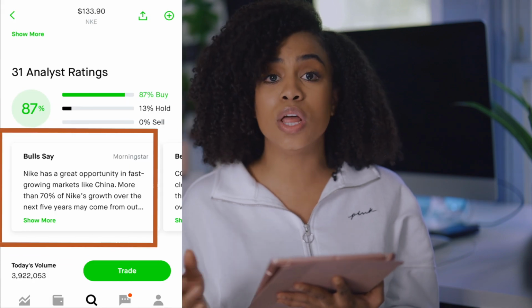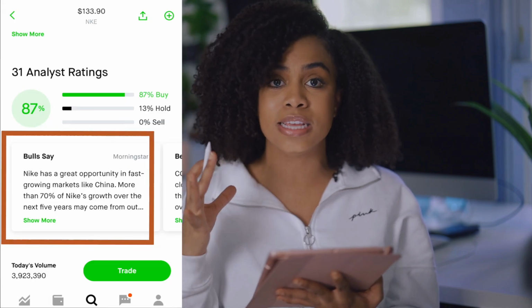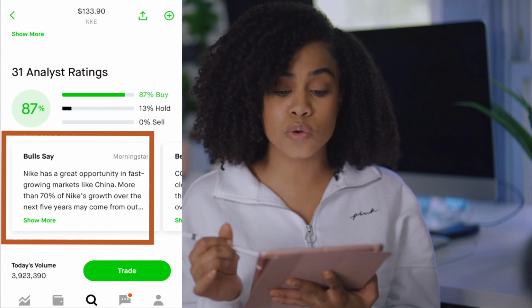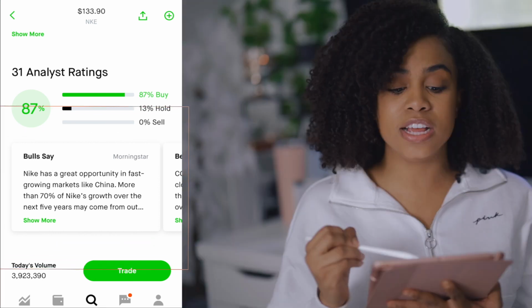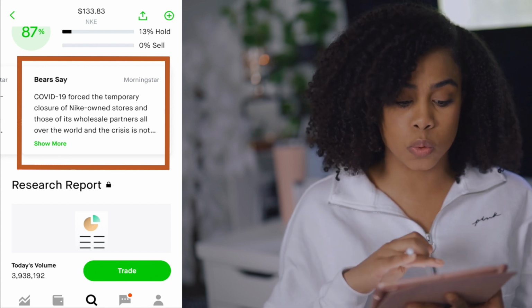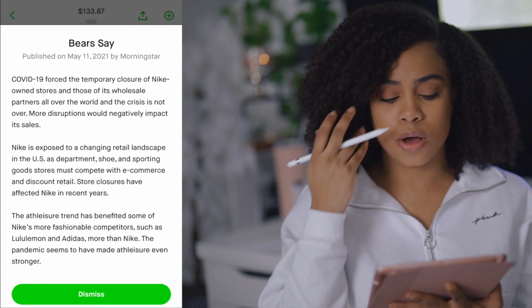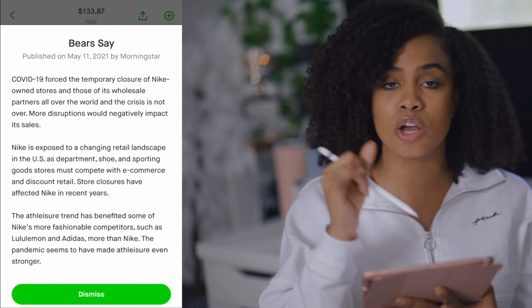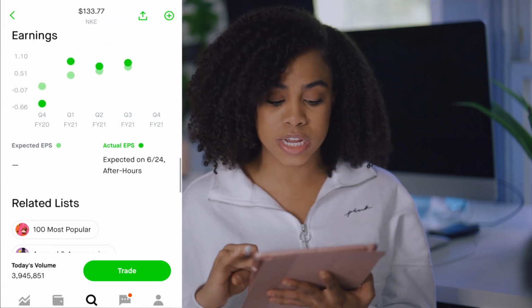If you're bullish on a stock, it means that you think that the stock is likely to go up. If you're bearish on a stock, it means that the stock is likely to go down. So right here it tells you what the bulls have to say, as in the people that think that the stocks are going to go up. It gives you information on what they have to say about this, and it also tells you what the bears have to say, which are the people that think that the stock is likely to go down. So right here it talks about how COVID-19, basically talking about the implications that COVID has on the stock at the moment. So when you scroll down, you could see their earnings report for the different quarters throughout 2021 so far.